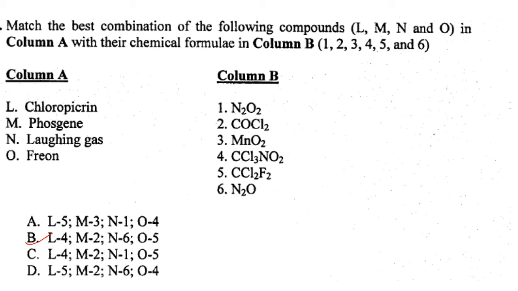Now next one. Match the best combination of the following compounds in column A with their chemical formulae in column B. So chloropicrin, it is CCl3NO2, L4. So A and D can be struck out. We will see for B and C. Then phosgene. Phosgene is COCl2, M2. So again, tie-up between B and C. Okay, we'll see the next one.